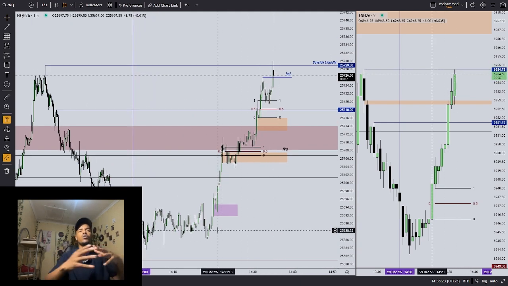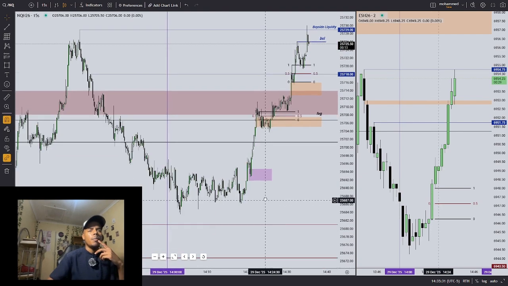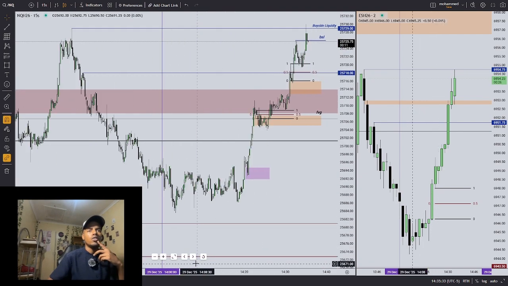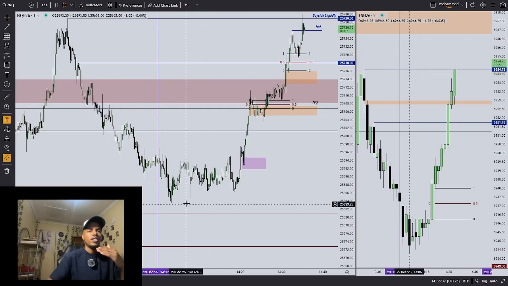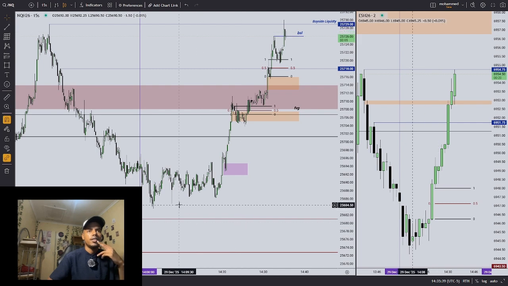Okay, target hit. So yeah, this is just me talking about the strategy as well as how I anticipated where the market is heading to by using simply price action.